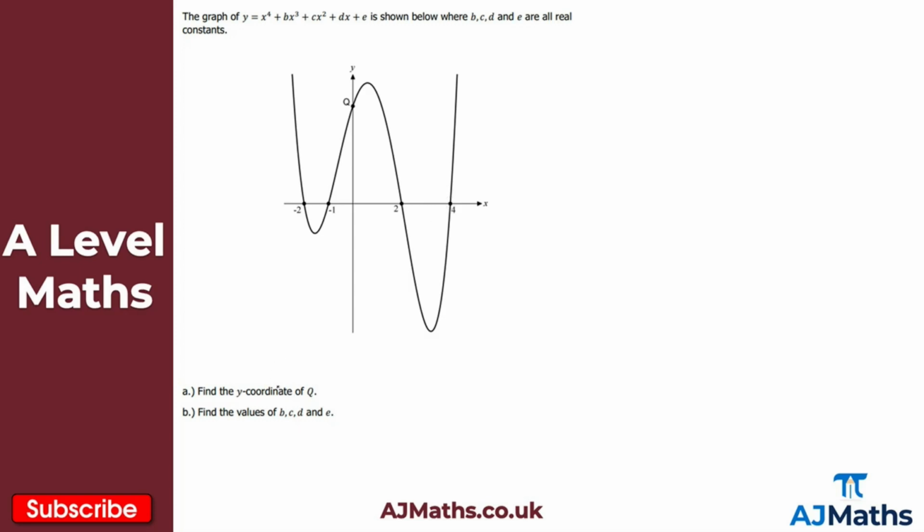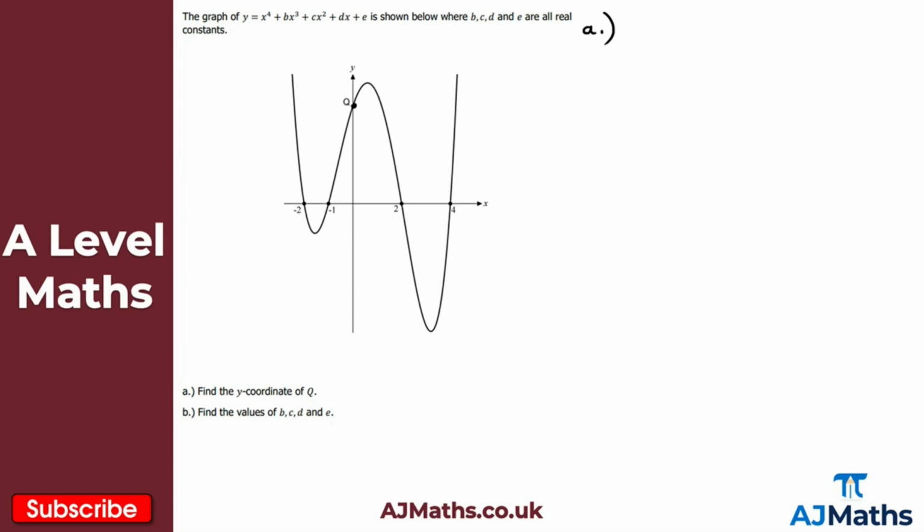There's 2 parts to this question here. Part A, we just want to find the y-coordinate of q, where it intersects with the y-axis. And then part B, we need to find the values of b, c, d, and e. So where do we begin? If we start with part A first, we're looking to find the y-coordinate of q.